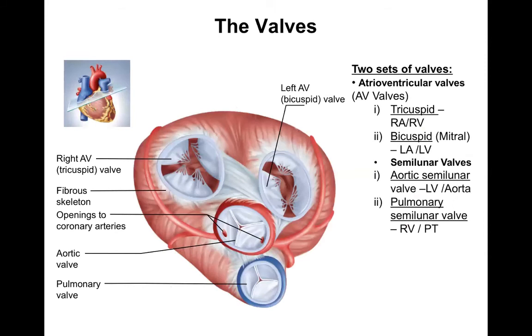So the valves, there are 4 valves that we learned, right? And these are the 4 valves. This is the right AV valve. As you can see, this is tricuspid. Cuspid means flaps, and you can see there are 3 flaps in here. And this is the left AV valve, which is bicuspid, and there are 2 flaps in there. And these are the semilunar valves that are present.